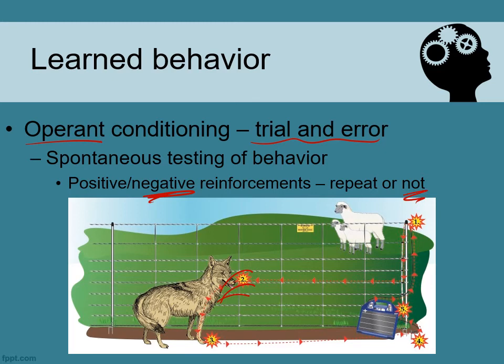And so you kind of have to test the behavior. It's definitely trial and error. And if the behavior is bad, there's a negative reinforcement and you stop doing it. If it's a behavior that we want to continue, there's a positive reinforcement, and then that behavior will be repeated.